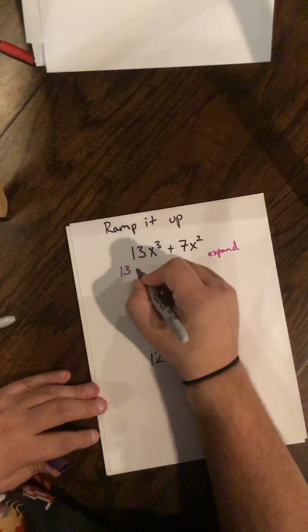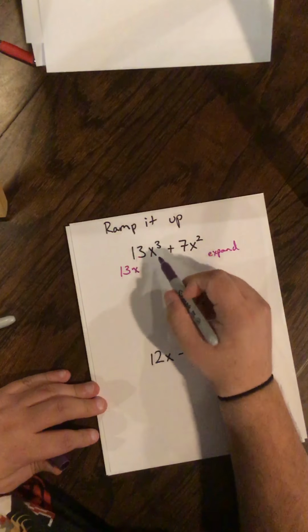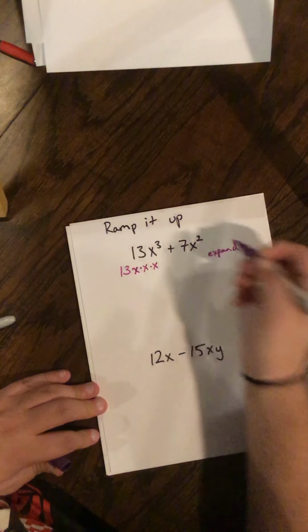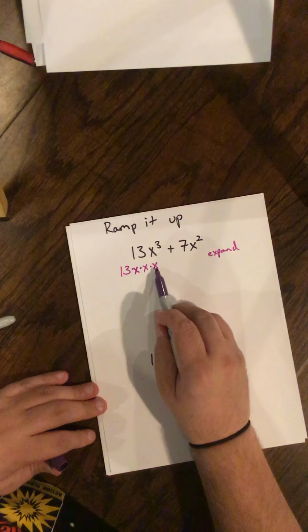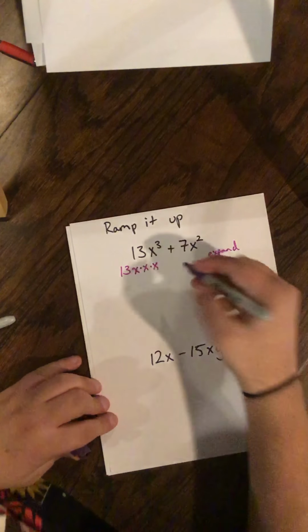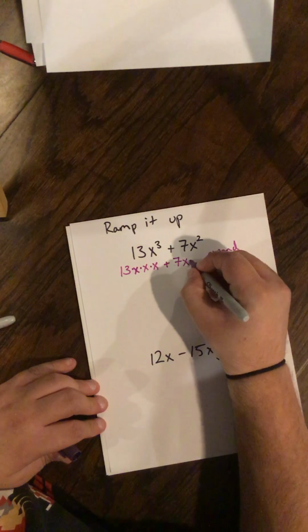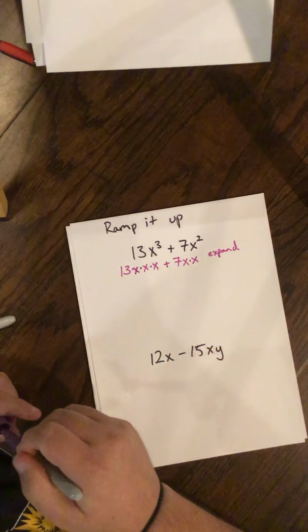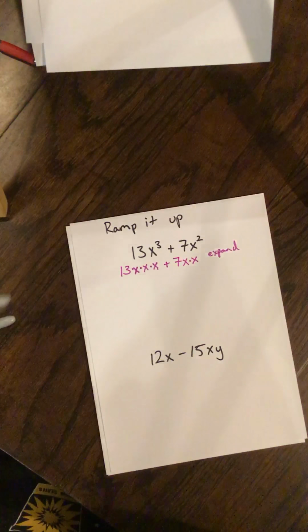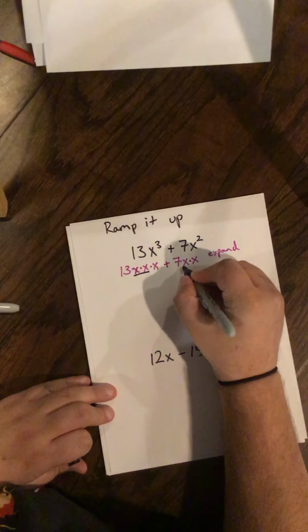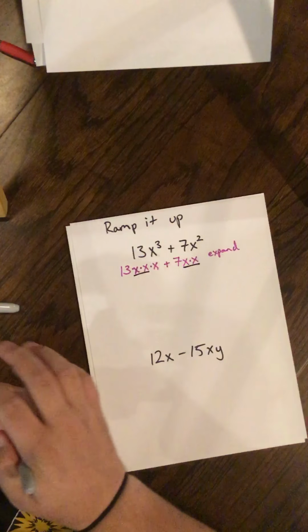So 13 times x, remember x cubed is just a way of saying x times x, or x times itself 3 times. And if we go ahead and expand the second term, you're going to get 7x times x. When we look at this, we can see that we have 2 multiples of x's in both the first and second term.